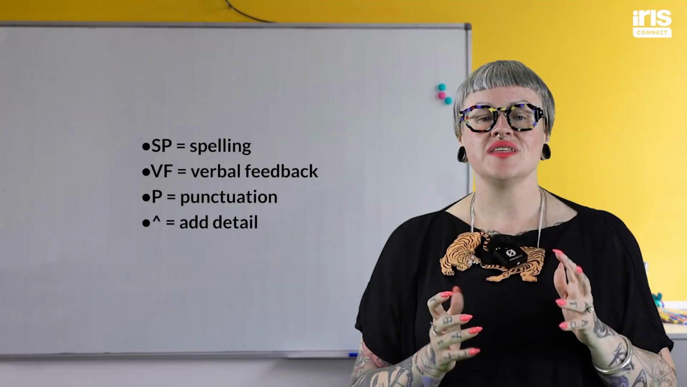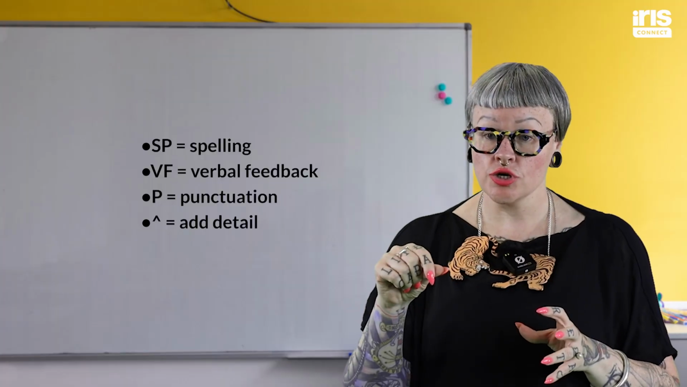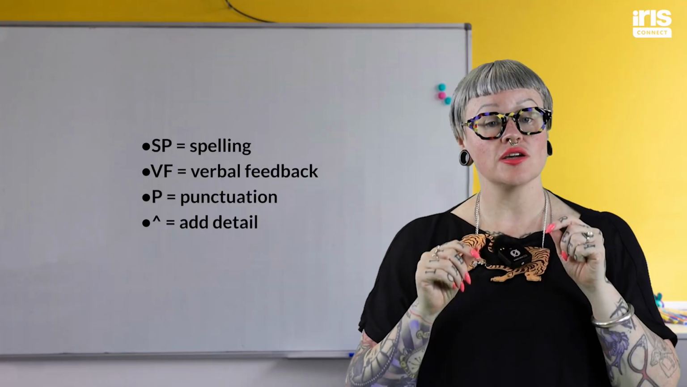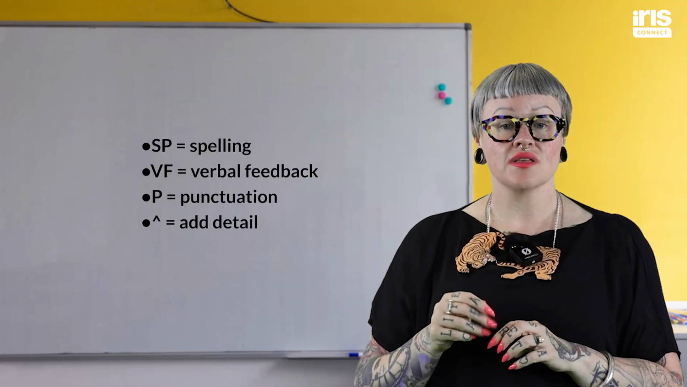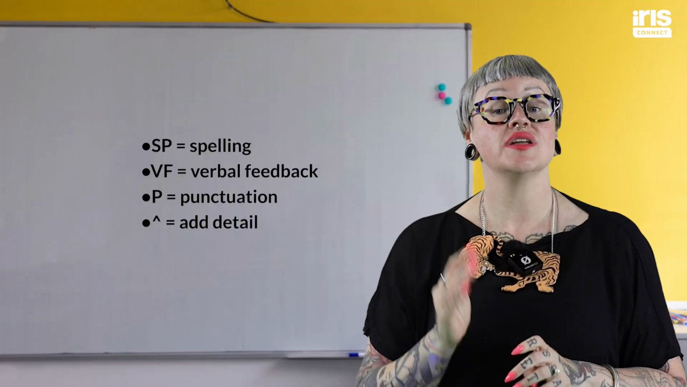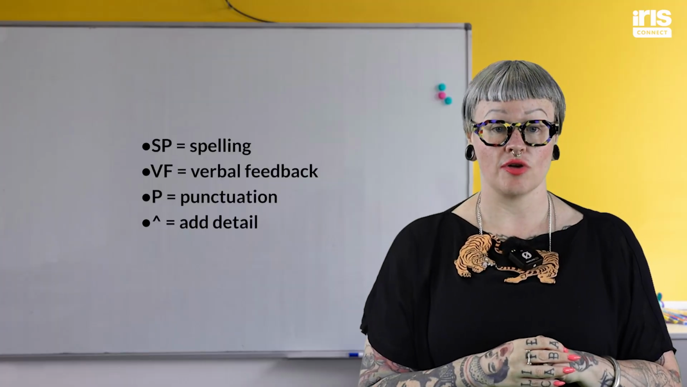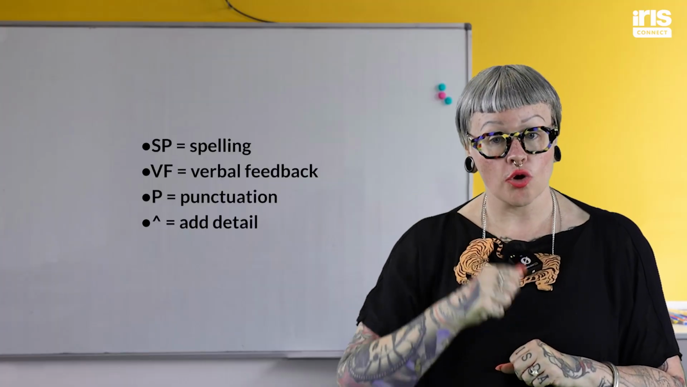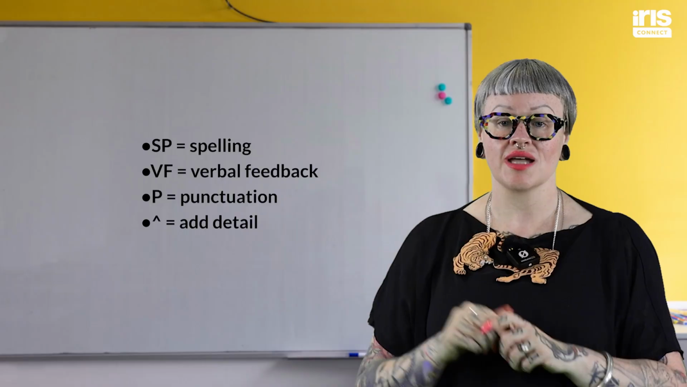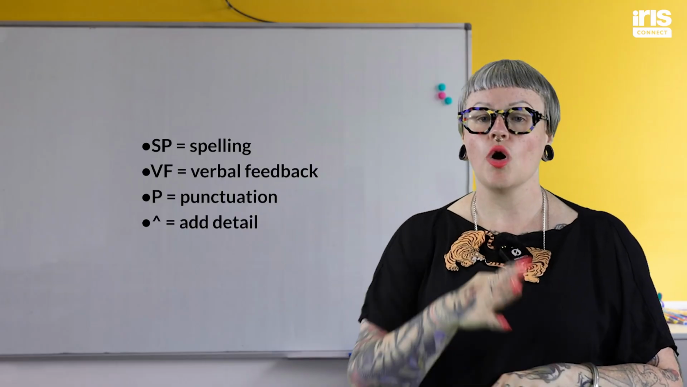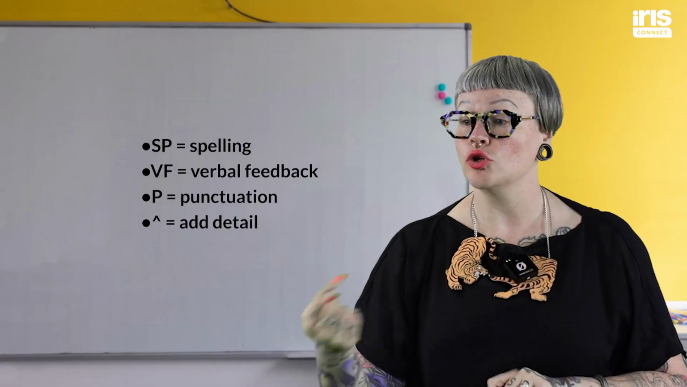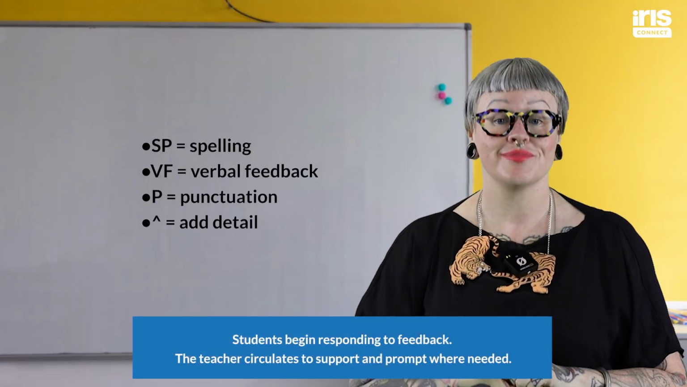So, for example, if you see SP, underline the word, look it up and write the correct spelling in the margin. If you see that arrow pointing upwards, that means you've got to add more detail or an example to make that sentence clearer. And use your purple pens for all your edits. This is your improvement time. Remember, reminders about the codes are on the board. Okay, so off you go. I'll circulate to have a look and help out where needed.